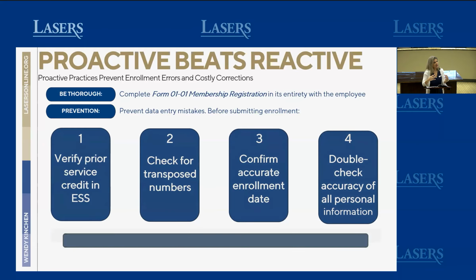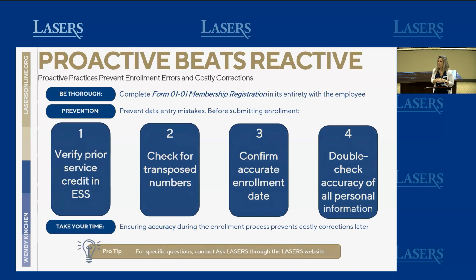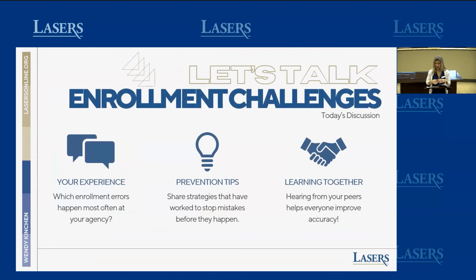Also, check for transposed numbers before you hit submit. Confirm that the enrollment dates are correct. Double check that all the personal information, the demographic information that you have entered, is correct. Just take a minute, go back, double check. Make sure that you haven't missed something, you haven't changed something, you didn't put something in the wrong section. Again, when we're hurrying, these errors happen.